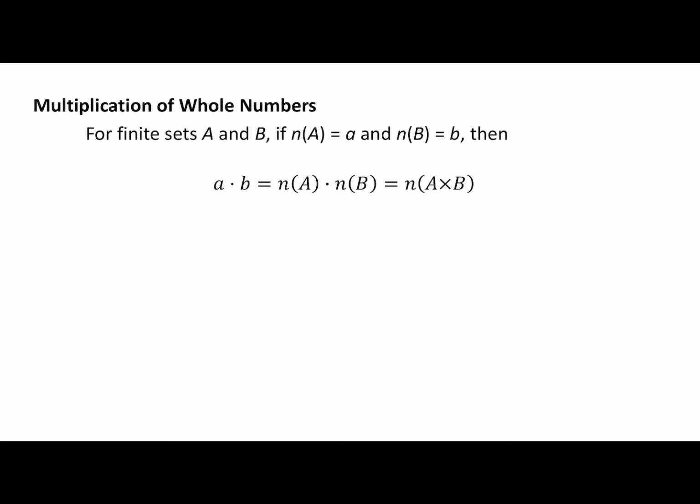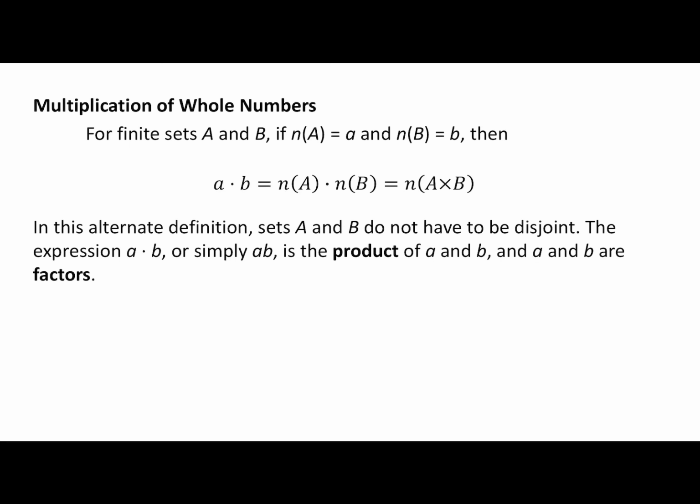And so in general, we're going to define multiplication of whole numbers in terms of sets again. Remember when we defined addition, we used sets as well. And so same idea here. So if I've got finite sets, A and B, where the number of elements in A is little a and the number of elements in B is little b, then I'm going to define little a times little b to be the product of the number of elements of A times the number of elements in B. And so we're going to define that to be the number of elements in the cross product A cross B.